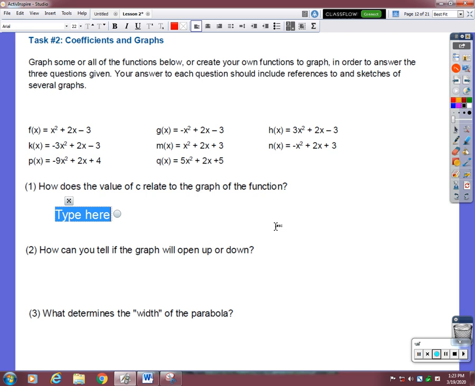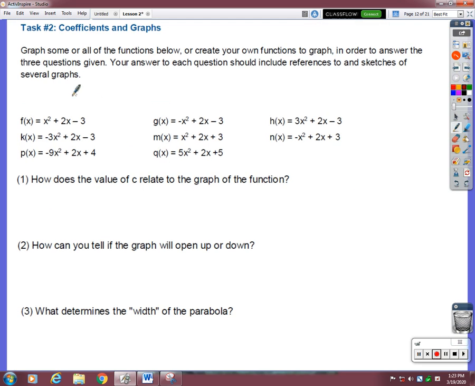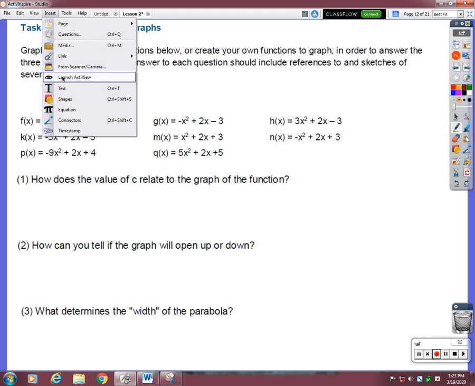So task number 2, which I know you guys already did a little bit of writing on when we were back in school, but we didn't officially answer all of the questions. The first question is, how does the value of c relate to the graph of the function? Well, first of all, we should probably talk about what the heck a, b, and c are. So let me kind of put that up here.